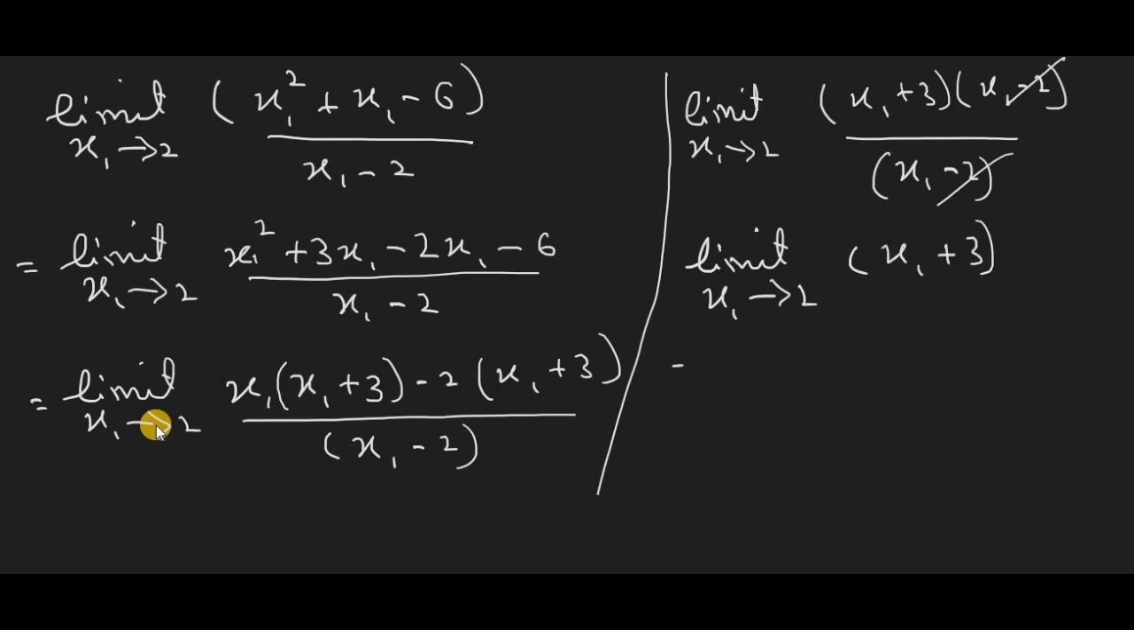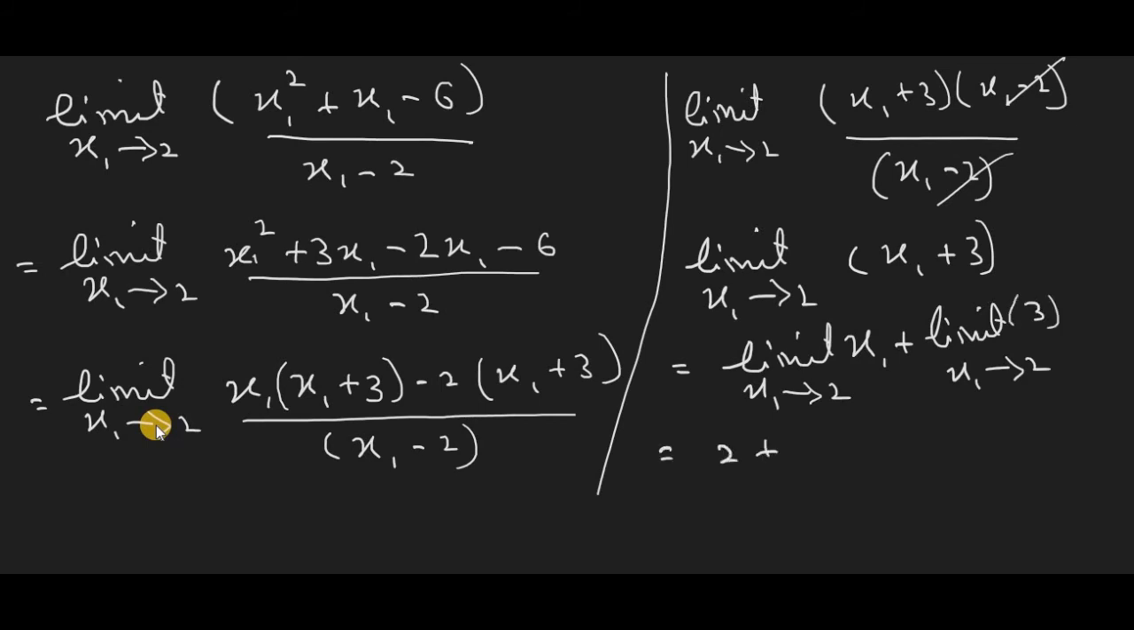Now applying the limit finally, we get limit x1 approaches to 2, x1 plus limit x1 approaches to 2, 3, that is 2 plus 3, because the limit of constant, which is 3, remains the same, therefore we write 3, and answer is 5. Therefore the instantaneous rate of change for the given function is 5. This is our answer.